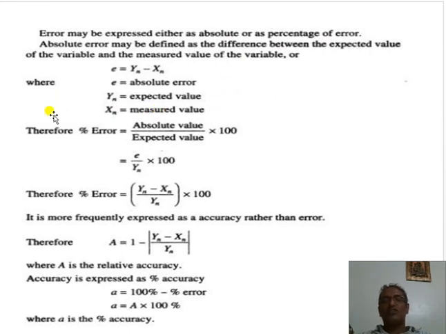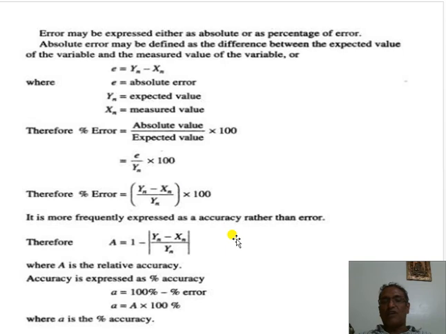Therefore, the percentage error of this equation is given by the absolute error divided by the expected value, multiplied by 100%. That is, %E = (E / y(n)) × 100. Therefore, the percentage error is given by (y(n) − x(n)) / y(n) × 100. This is the percentage of error. It is more frequently expressed as accuracy rather than error.